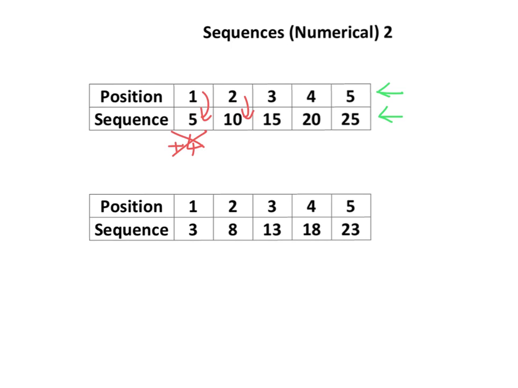Well, what about multiply by 5? So I'll do it in a different colour. Multiply by 5. Well, 1 times 5 is 5, 2 times 5 is 10. Oh, excellent, 3 times 5 is 15. Brilliant. So the position to term rule for this one is multiply by 5.